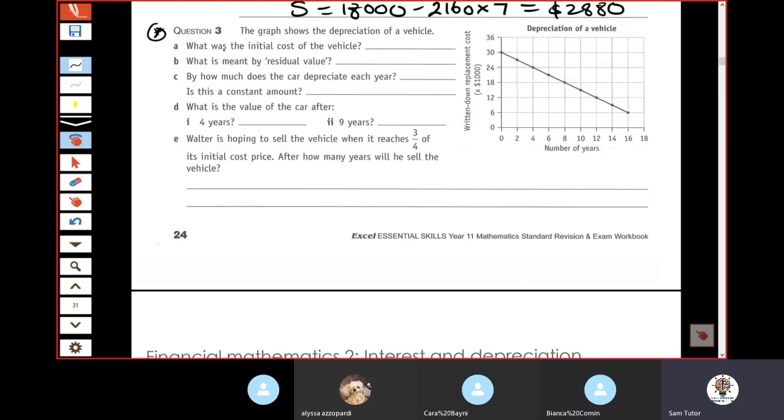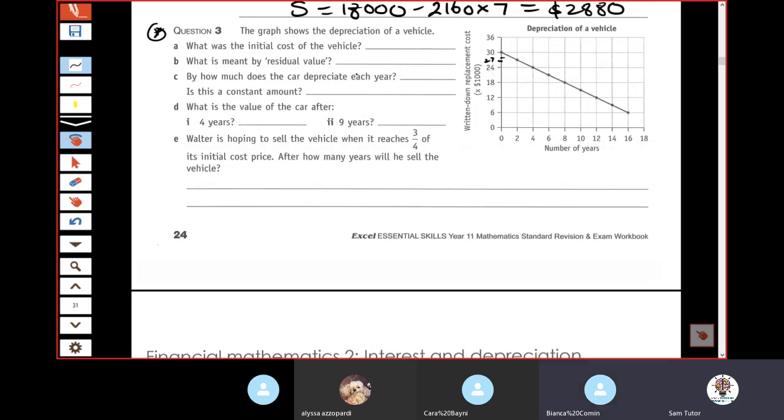All right, so let's see how we can read this. Let's first learn how to read it. It says written down replacement cost times 1,000. So that means after 0 years, it's 30,000. After 2 years, it's, maybe half of 30 and 24, 27,000. That's an annoying number. 27,000 and so on. Like after 4 years, it's worth 24K, and it's just going down.